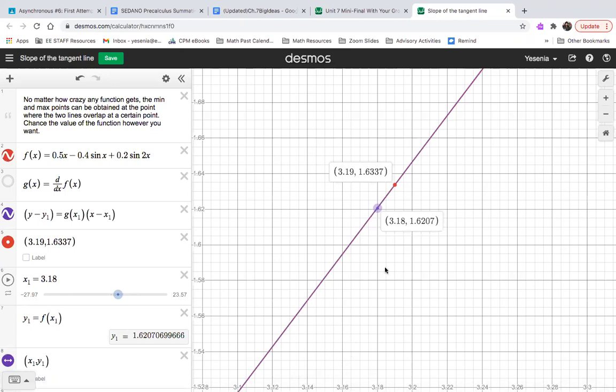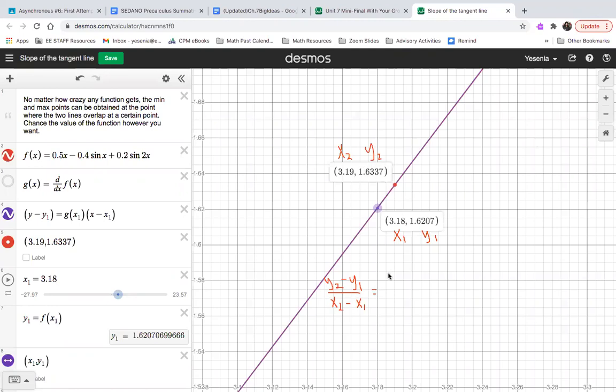So let's do it. I'm going to call this one X1, Y1. Now I'm going to find the slope. And then we've got X2, Y2. Again, as a reminder, our formula is Y2 minus Y1 all over X2 minus X1. We hit equal.